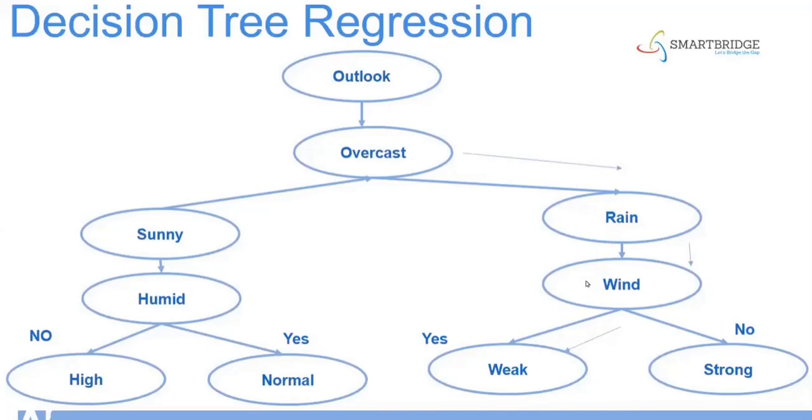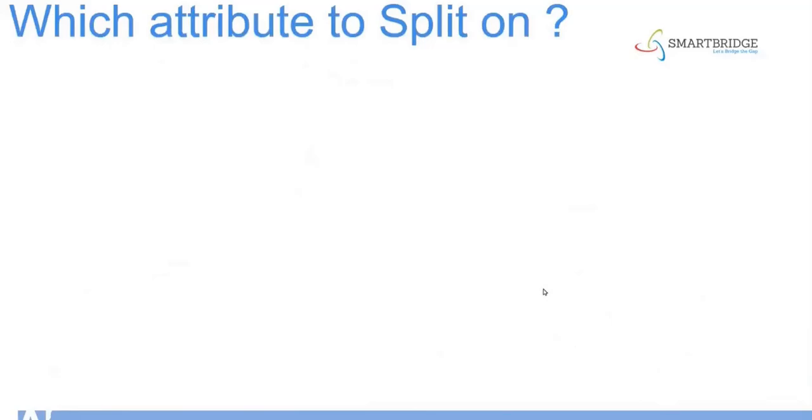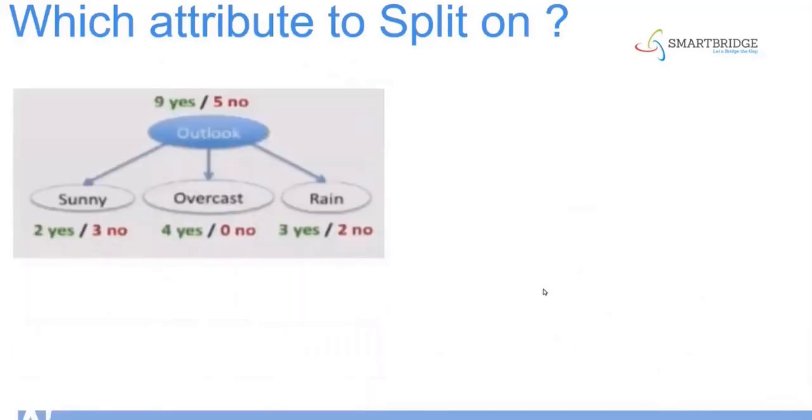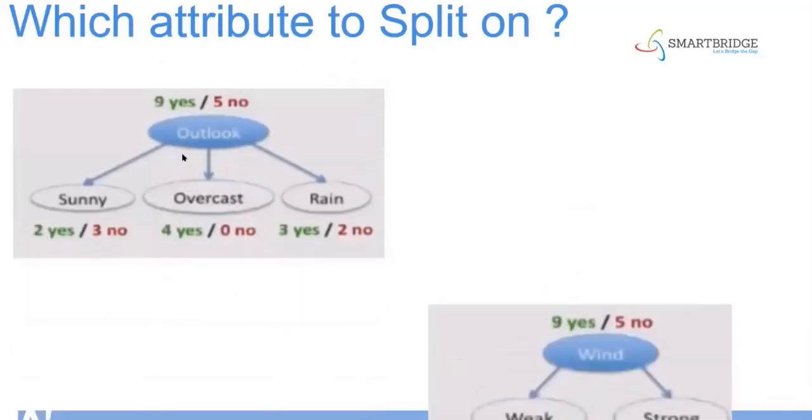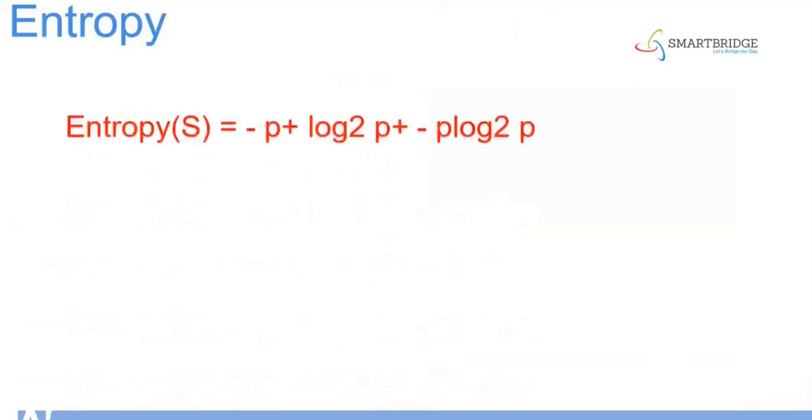Again, I'm telling you guys, which attribute to split on, whether it is outlook or wind or something else, is purely based on entropy as well as information gain. Entropy is nothing but the disorderedness of the data. What do you understand by entropy?